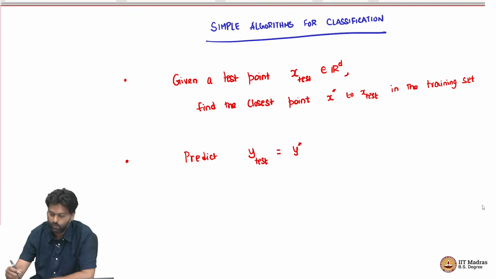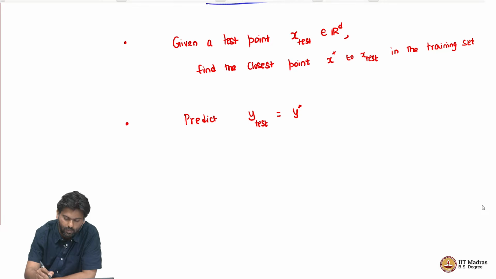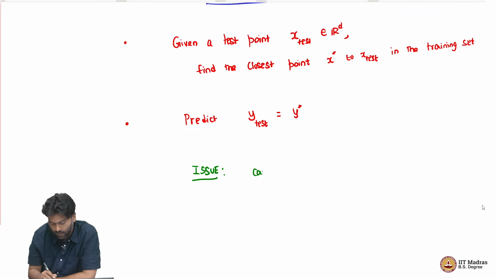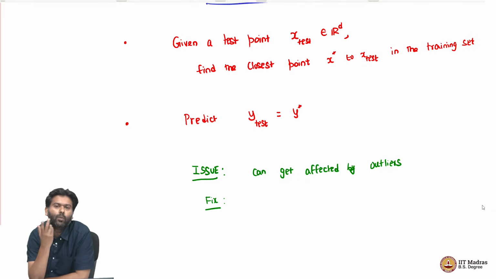So, the simple issue that might cause a problem with this algorithm is the following. Issue: this algorithm can get affected by outliers. Well, how do we fix this? What do you think? How can we fix this?